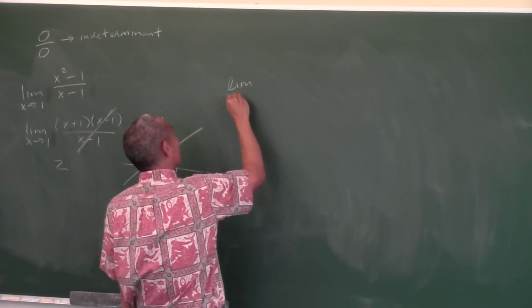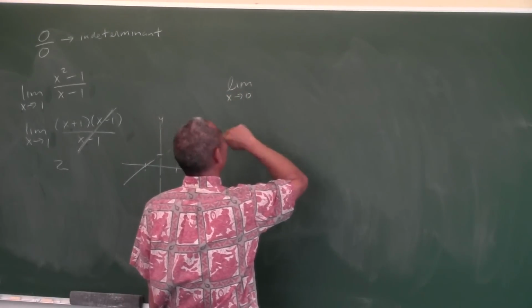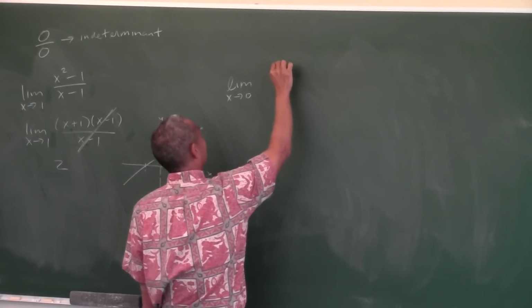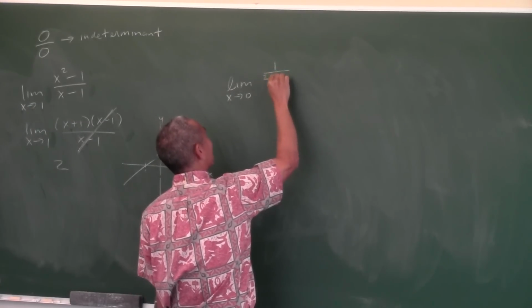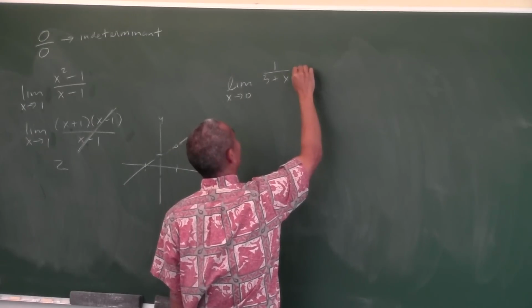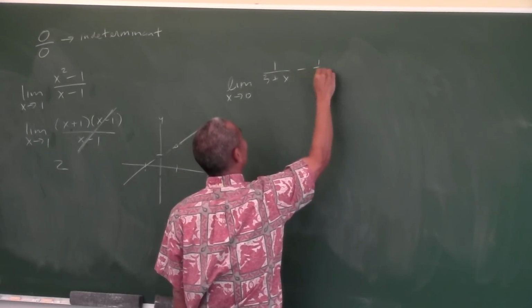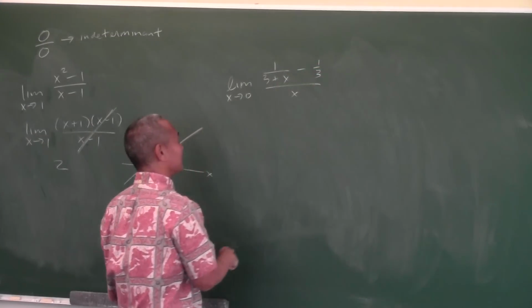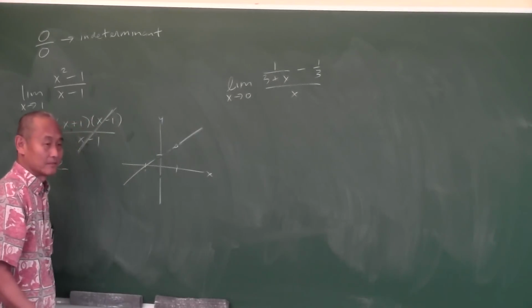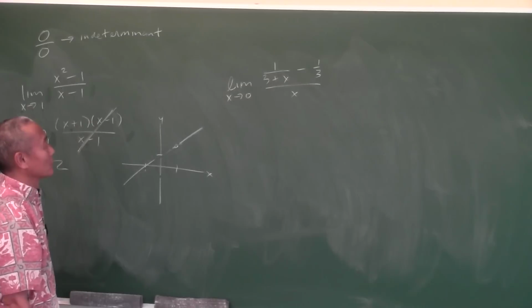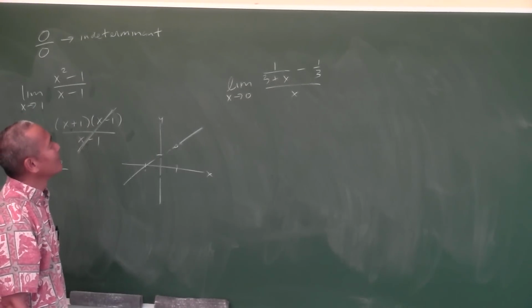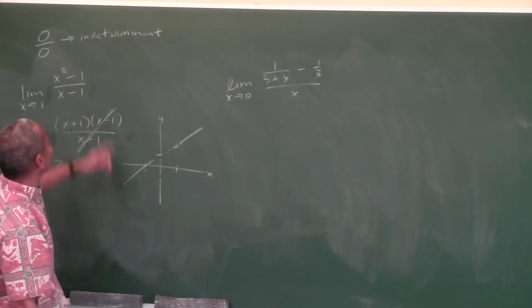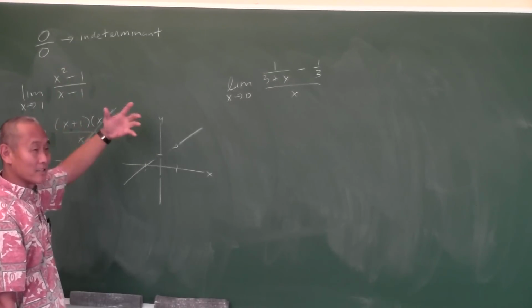What's the limit as x approaches 0 of 1 over 3 plus x, minus 1 over 3, all over x? Okay, what's the first thing I should do? Plug in 0. What happens when I plug in 0? You get 0 over 0. That's indeterminate, so that means I have to try something.